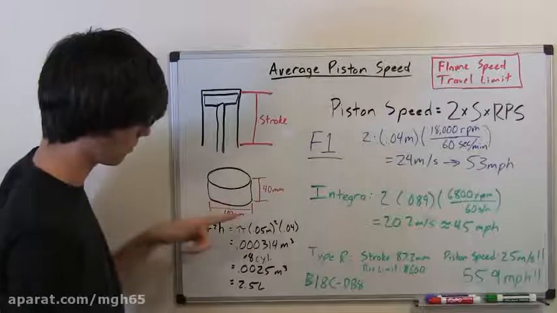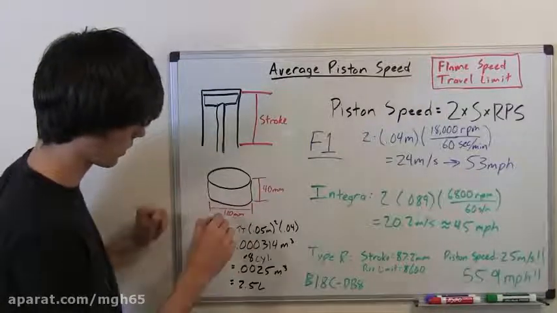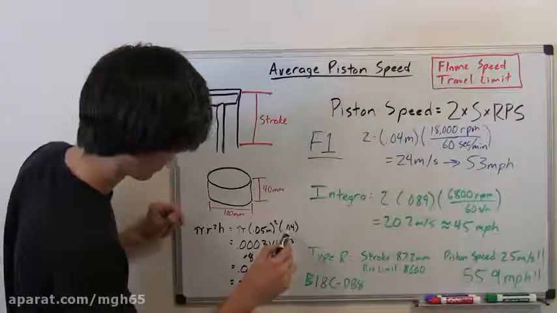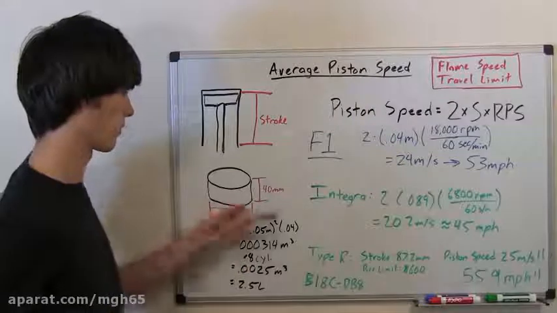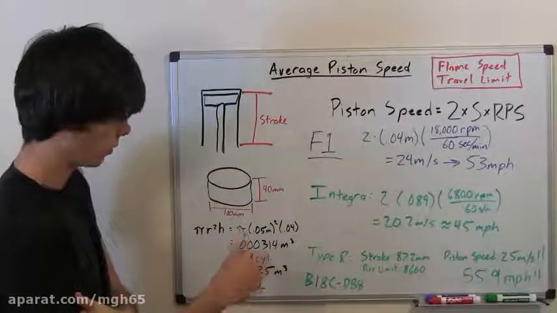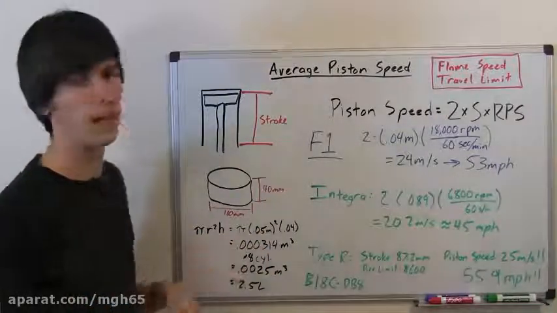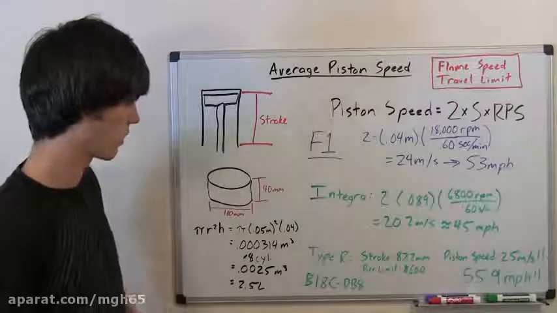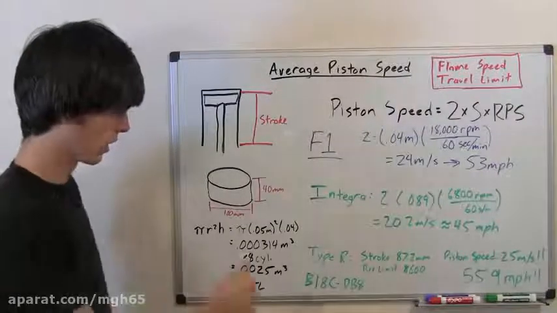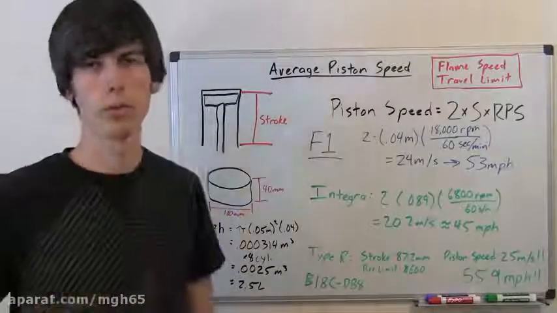Pi times 0.05 meters squared, so 0.05 is going to be half of the diameter, so 50 millimeters. And then 0.04 coming from the 40 millimeters for the stroke. Okay, so that gives you 0.0003 meters cubed. You've got 8 cylinders, so multiply that by 8 to try and figure out the volume of the engine. So you got 0.0025 meters cubed. Convert that to liters, just move your decimal place over 3, and you have 2.5 liters.